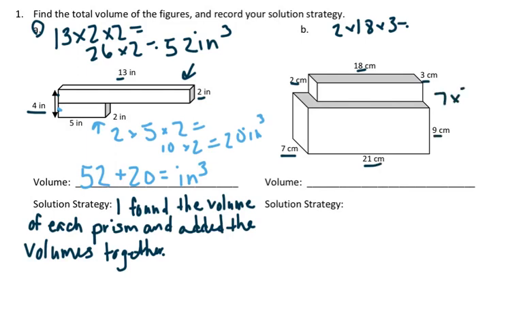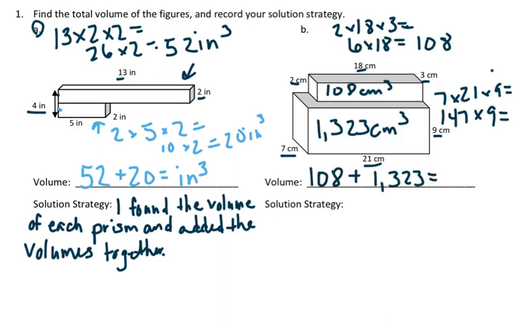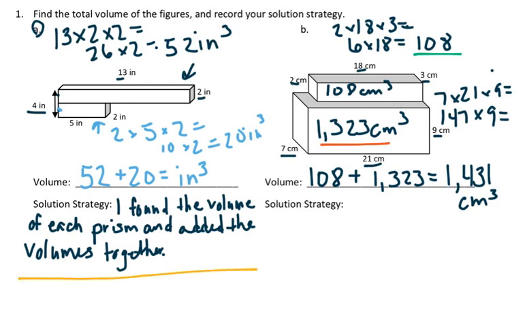So I'm going to write that here. The top prism I have a total of 108 cubic centimeters, and the bottom prism I have a total of 1,323 cubic centimeters, and when I add the two of those together, the total figure has a volume of 1,431, and that's again cubic centimeters. For the solution strategy, I use the exact same one, so the students can just write the same answer. It reads, I found the volume of each prism and added the volumes together.